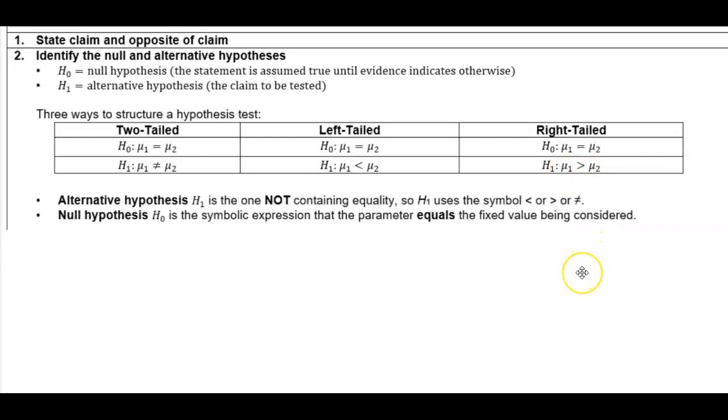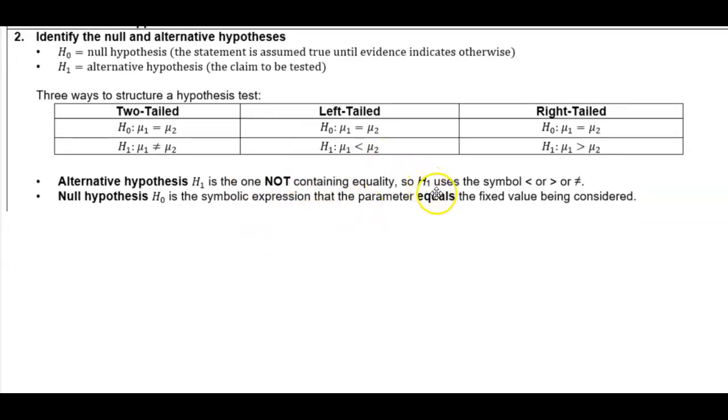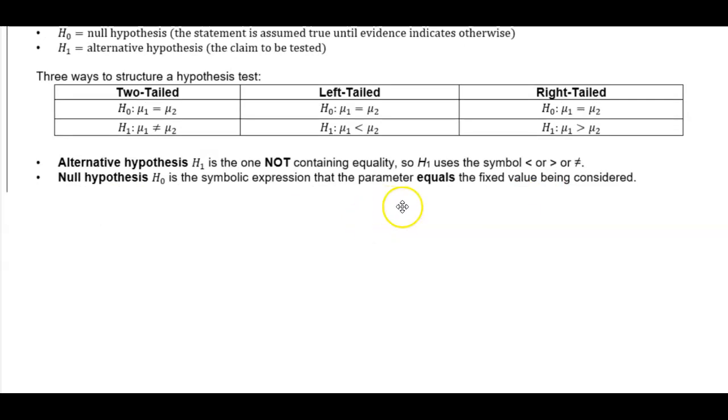Now the alternative hypothesis is the one not containing equality. So the alternative hypothesis uses the symbol less than, greater than, or not equal to. The null hypothesis is a symbolic expression that the parameter equals the fixed value being considered.